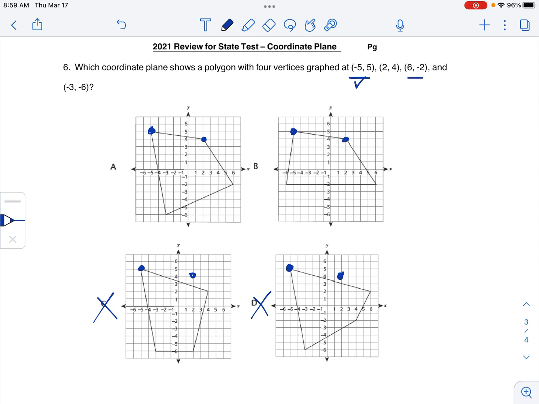Okay, let's go on to 6, negative 2. 6 to the right and 2 down. Option A, 6 to the right, 2 down. There is a point there. Option B, 6 to the right, 2 down. There's a point there as well. So now we're going to go to the last point, negative 3, negative 6. So we're going to go 3 to the left and 6 down. Option A, 3 to the left and 6 down. There is a point there. For option B, 3 to the left and 6 down, there is no point there. So it is not option B, it is option A.